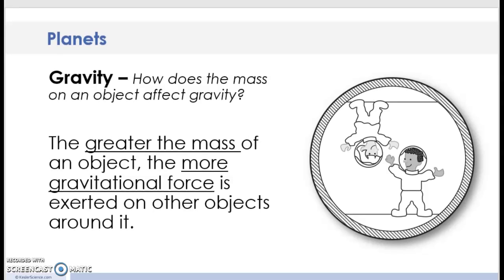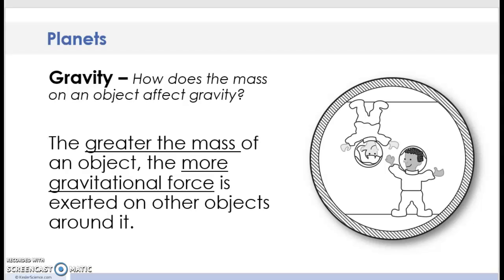How does the mass of an object affect gravity? The greater the mass of an object, the more gravitational force is exerted on objects around it. So it's greater the mass, the greater the pull. For example, that's why our moon stays with the Earth, is because we have more mass.